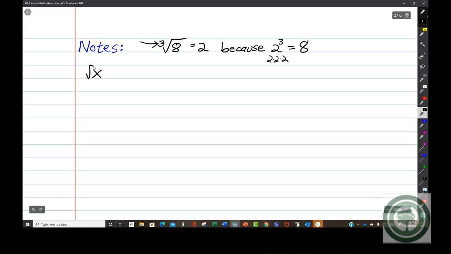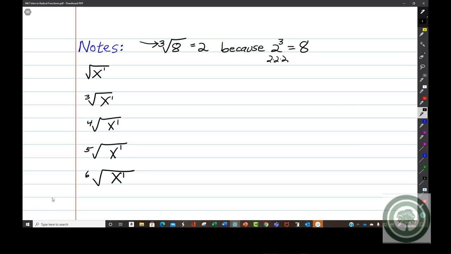Suppose you have a base, you've got a square root, you've got a cube root, you've got a fourth root, you've got a fifth root, and so on. You've got a sixth root. And these x's are all x to the 1. And you're going to learn something about a square root here that you may not have known before. There's an invisible 2 right there. The number that tells you how many times you have to multiply another number by itself in order to get whatever that number is.